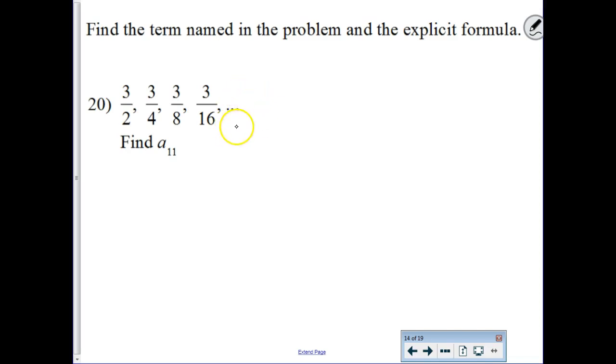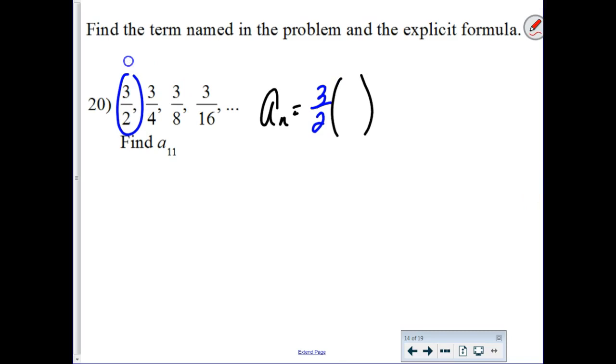All right, find the term named in the problem and the explicit formula. Because they want my explicit formula, I might go ahead and just write the explicit formula first, because then I can use my formula to find the 11th term. The explicit formula is a sub 1, this guy, times the common ratio.